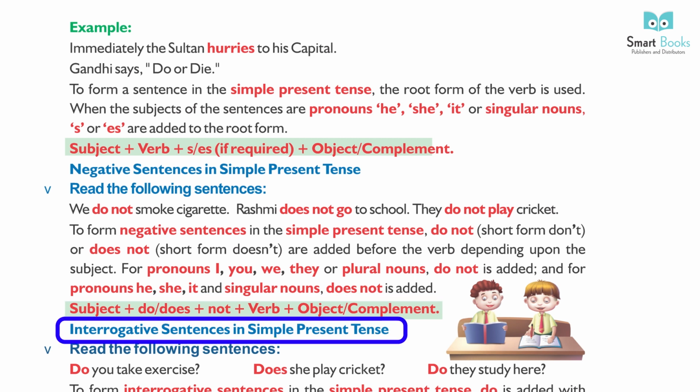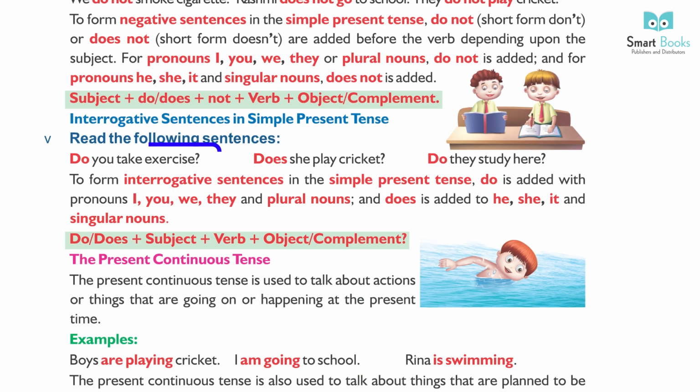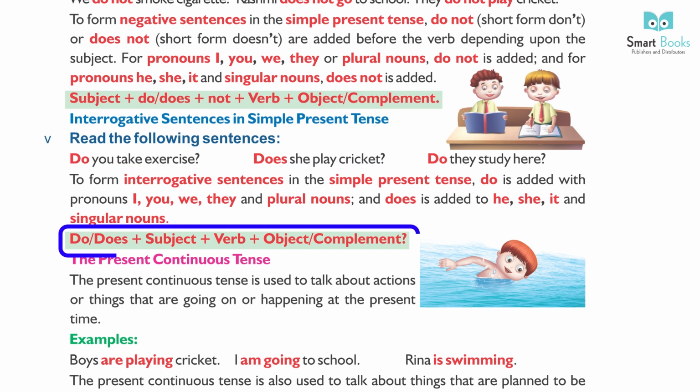Interrogative sentences in simple present tense. Read the following sentences. Do you take exercise? Does she play cricket? Do they study here? To form interrogative sentences in the simple present tense, do is added with pronouns I, you, we, they and plural nouns, and does is added to he, she, it and singular nouns. Do/does plus subject plus verb plus object or complement.